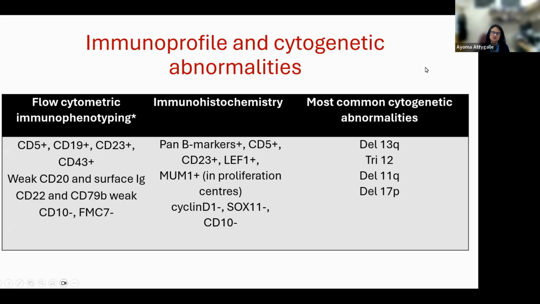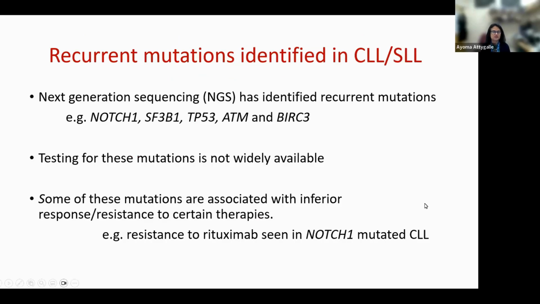And also the most common cytogenetic abnormalities are deletion of 13q, trisomy 12, deletion 11q, and deletion 7p. These latter two are associated with a poorer outcome. So next generation sequencing has identified recurrent mutations such as NOTCH1, SF3B1, TP53, ATM, and BIRC3. Testing for these mutations, we know, is not widely available, but some of these mutations are associated with inferior response or resistance to certain therapies. For instance, resistance to rituximab is seen in NOTCH1 mutated CLL.